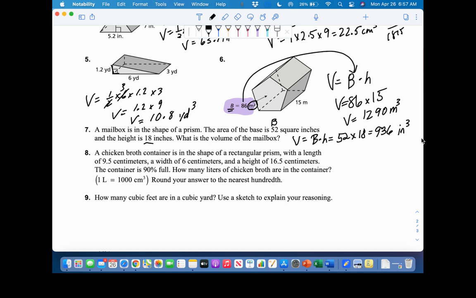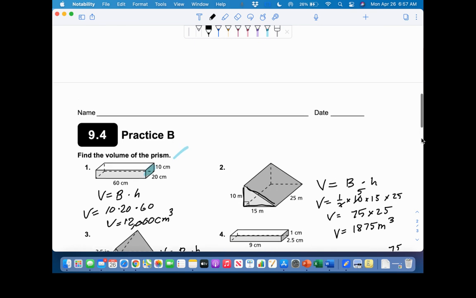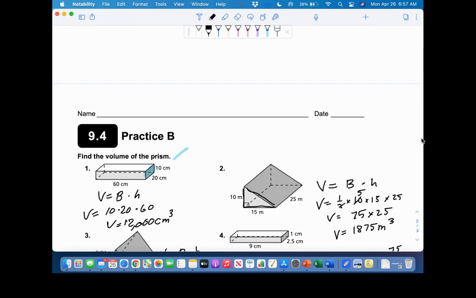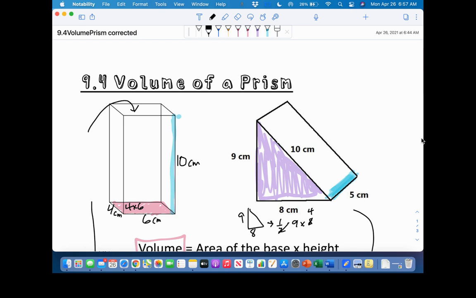Okay, I'm not going to go any further than that. So that is how you do 9.4. Let me know if you have any questions, and hopefully that will help you. Thanks.